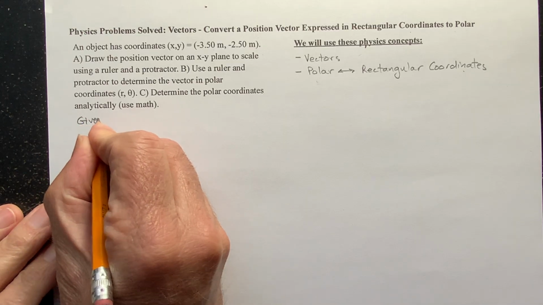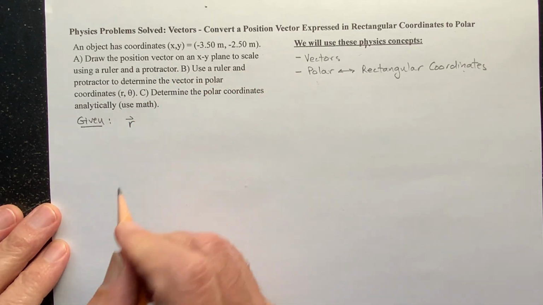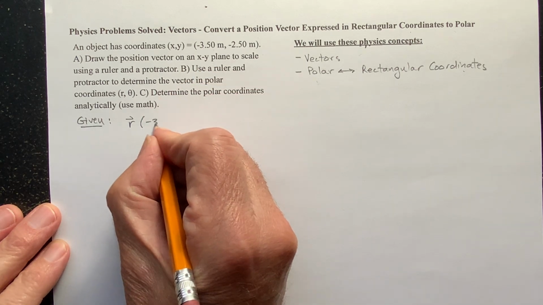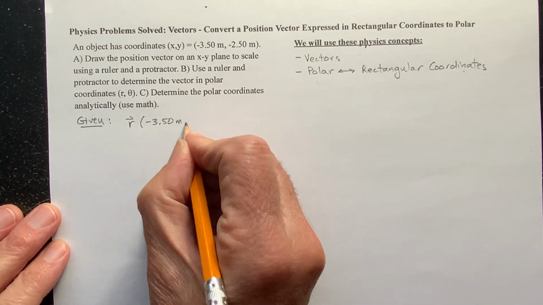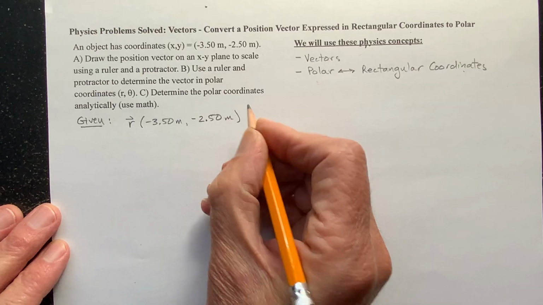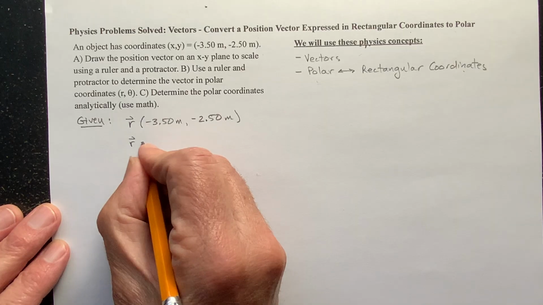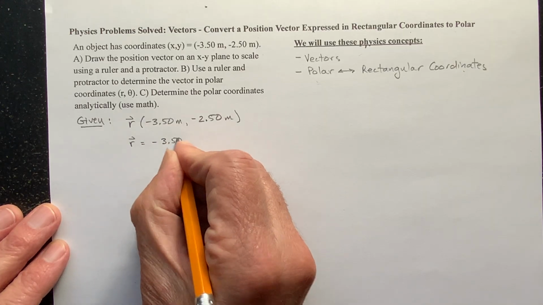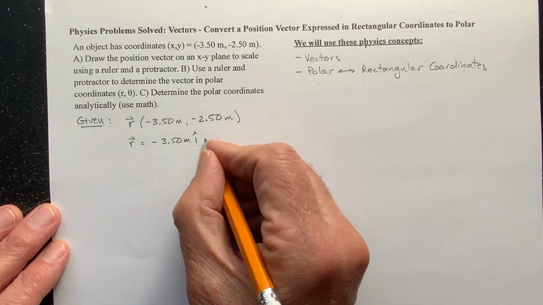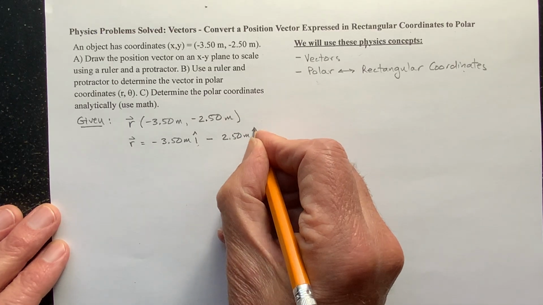Let's write down what's given here. So this is vector r, and the way it's written here, you can write it like this. Vector r in rectangular coordinates is negative 3.50 meters in the x direction, negative 2.50 meters in the y direction. Another way of writing this is saying that our position vector r is equal to negative 3.50 meters in the x direction, which is denoted with i hat, minus 2.50 meters in the y direction.